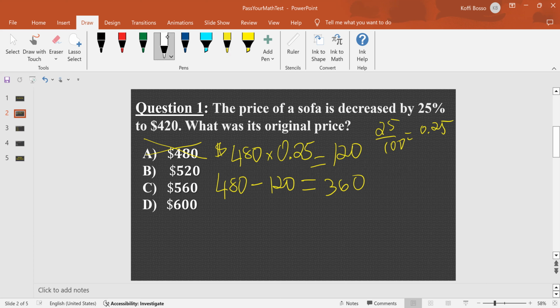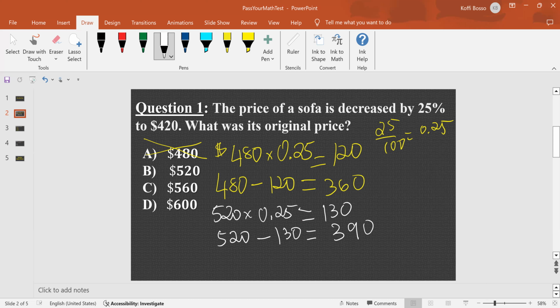Okay, we move to B. B, we have 520. We do the same thing. We take 520 and apply the 25%, which is multiplying by 0.25. If we do the calculation, you get 130. Now you do 520 minus 130, and you get 390. If 520 is the correct choice, after we apply the 25% off, we should get 420. Because we don't get 420, B is not the correct choice.